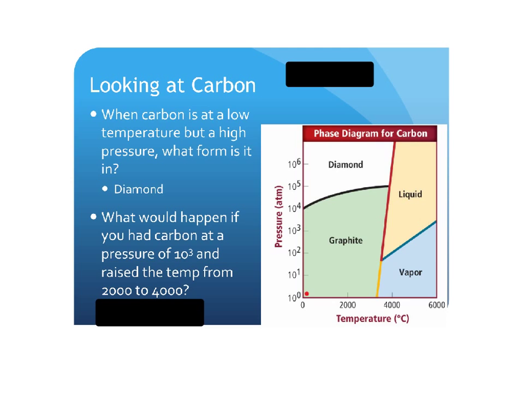What about the second question? What would happen if you had carbon at a pressure of 10 to the third and you raised the temperature from 2000 to 4000? Well, 10 to the third pressure is right around here, and you're starting at 2000, which is right here. So let's make a point there. So this is your starting point.